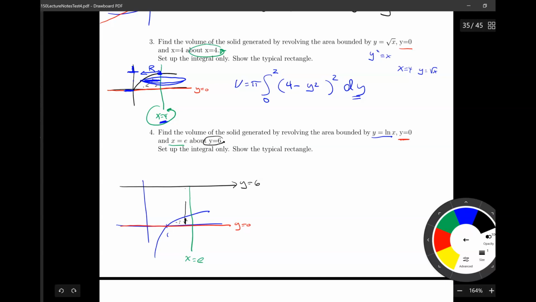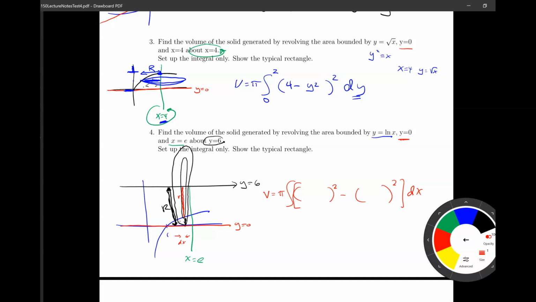There we go. Okay, so the outside radius will be from here to here. This whole distance will be the outside radius. Then the inside radius will be from here to here. So volume equals pi, outside radius squared minus inside radius squared, dx integration, because I built the rectangles perpendicular to the x-axis here.